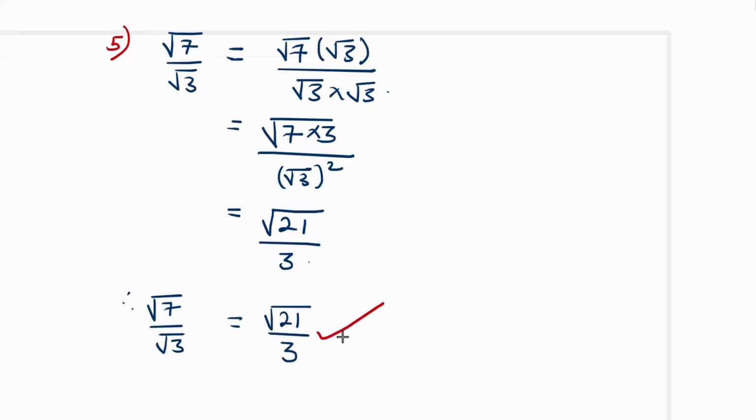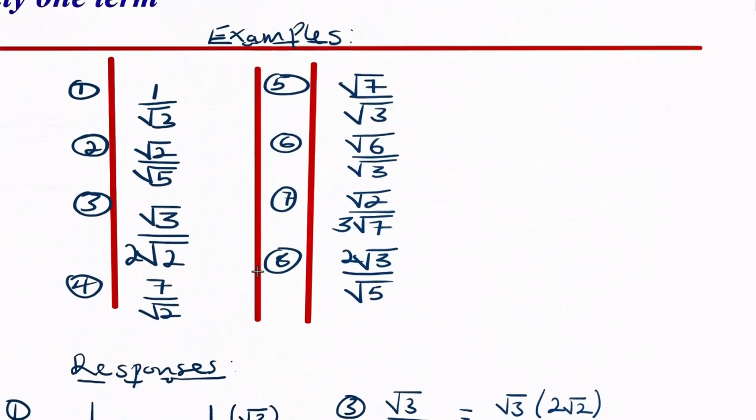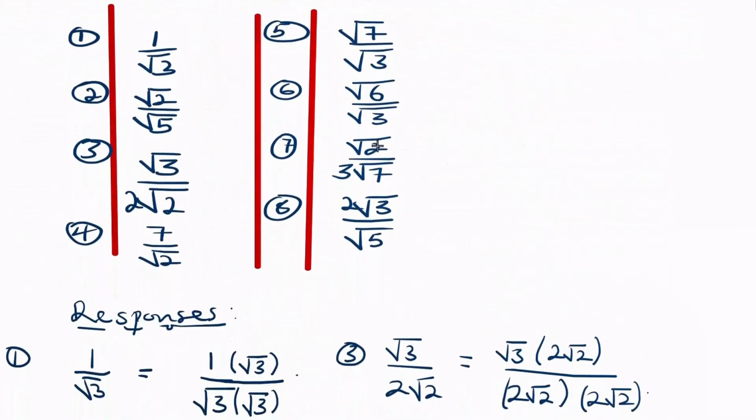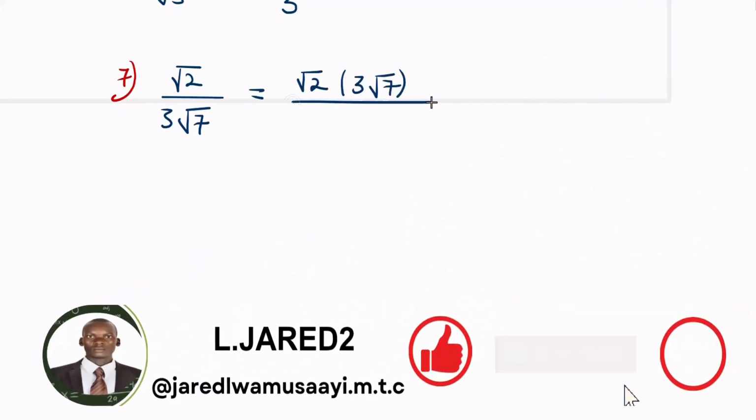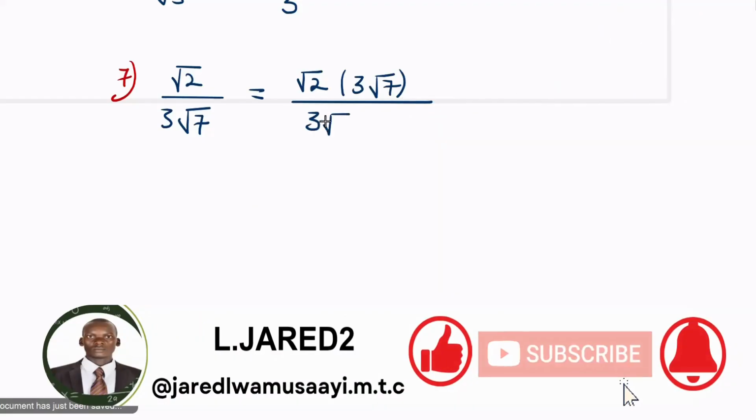This becomes our answer of the rationalized denominator. Lastly, we can go to number 7, where we have root 2 divided by 3 root 7. This is equal to, still the same way, we have the numerator which is root 2. We are going to multiply it by the denominator which is 3 root 7, divided by the denominator which is 3 root 7.